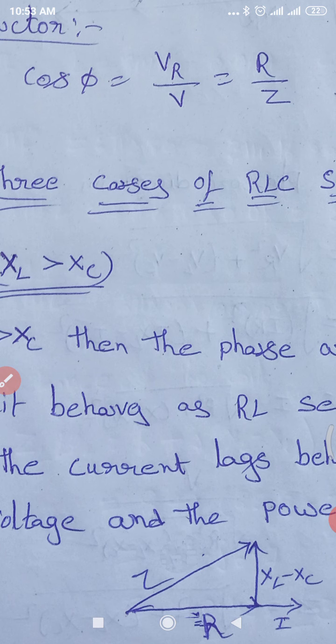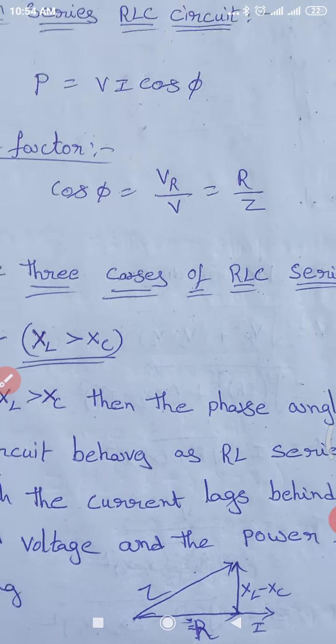So we have to remember these things. What happens if XL is greater than XC? If XL is greater than XC, then the entire circuit becomes an inductive circuit, okay? And the power factor is lagging. These are the two important things we have to remember.